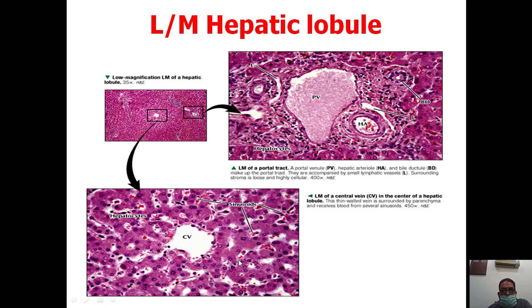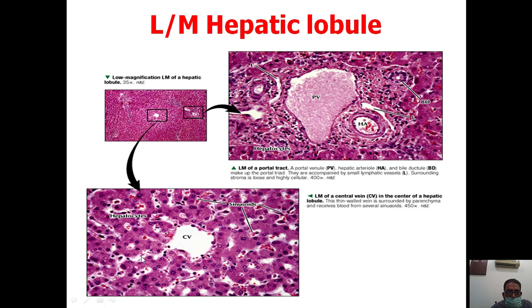This is the H&E stain of the hepatic lobule. Now see in this diagram, this is a low power diagram. If we enlarge this, you see a central vein, and these are the plates of the hepatocytes radiating from the central vein toward the periphery of the hepatic lobule. Now the picture is quite obvious.